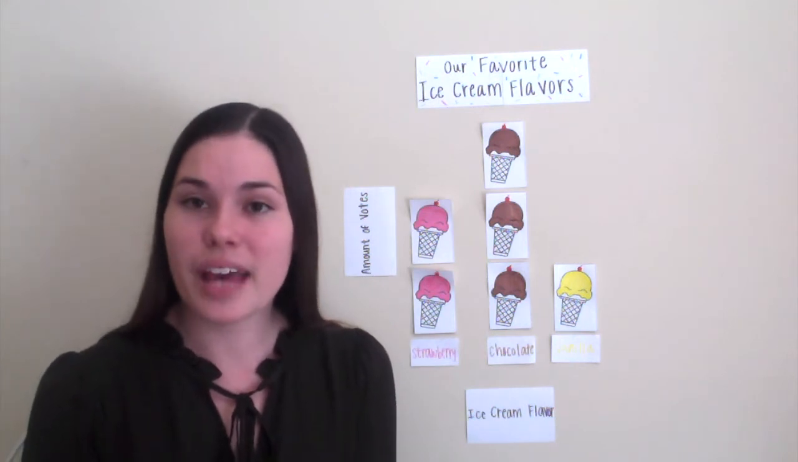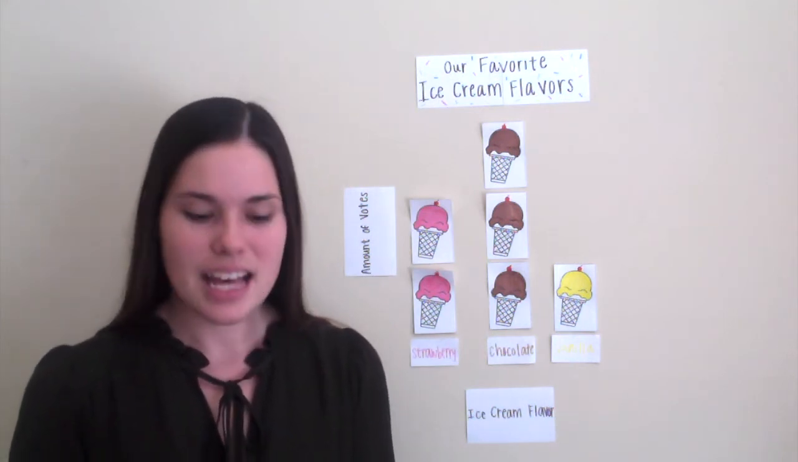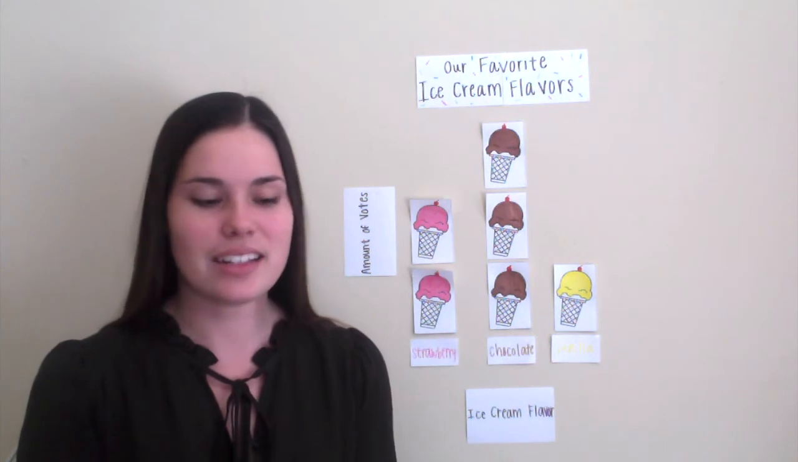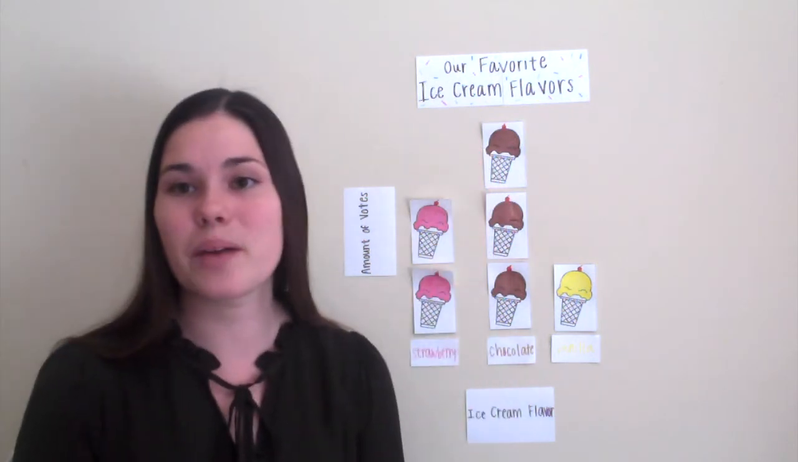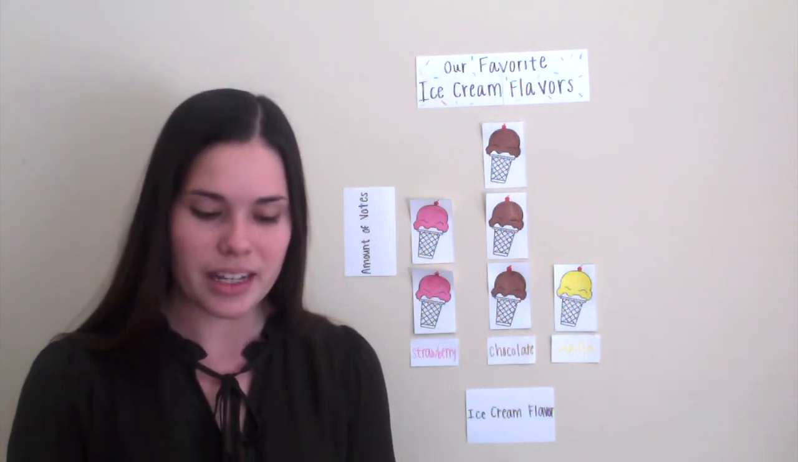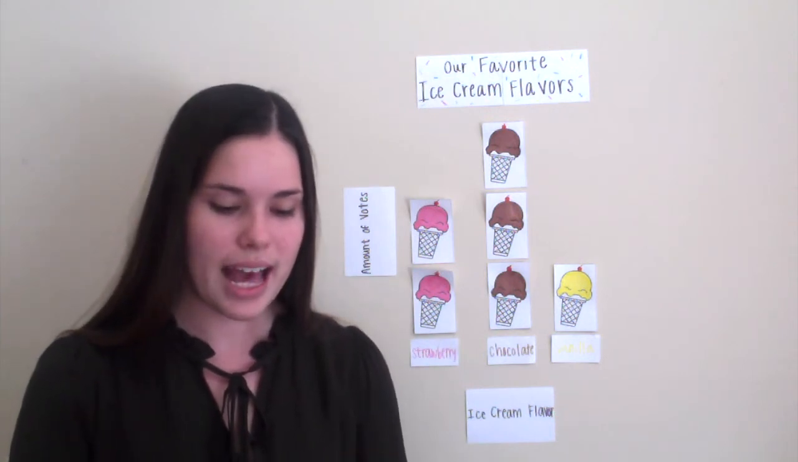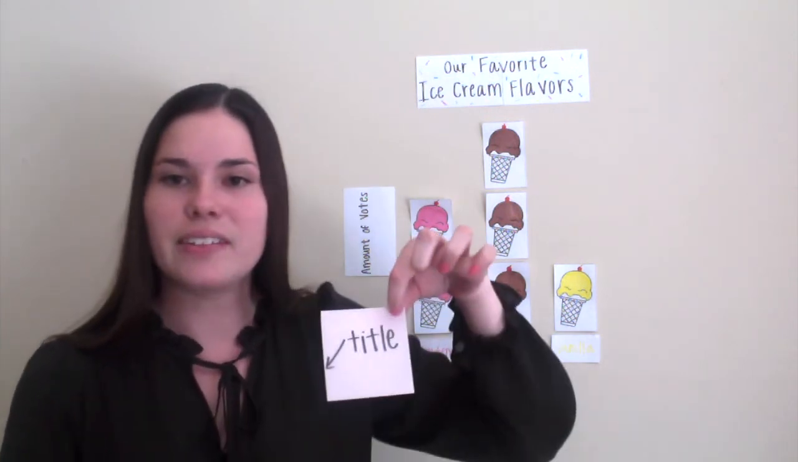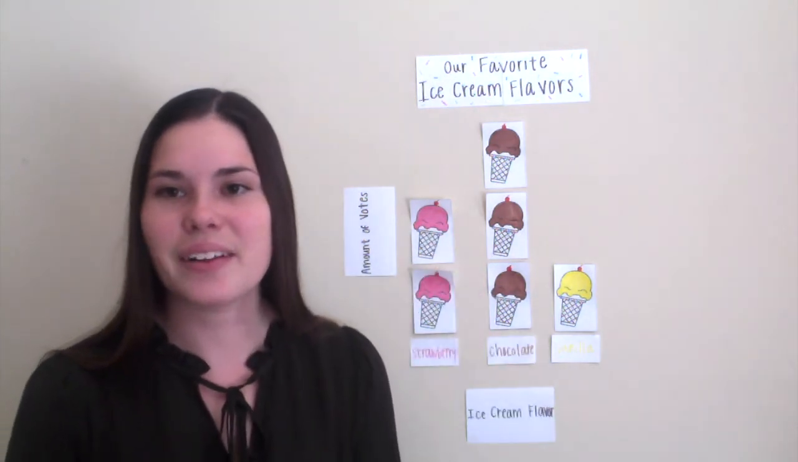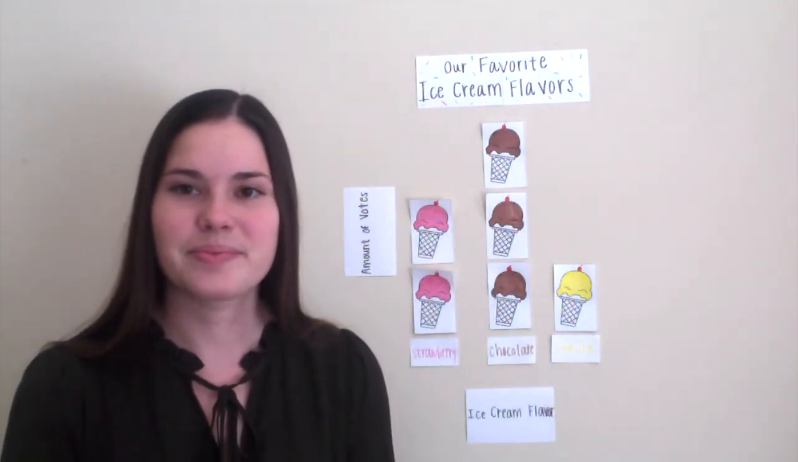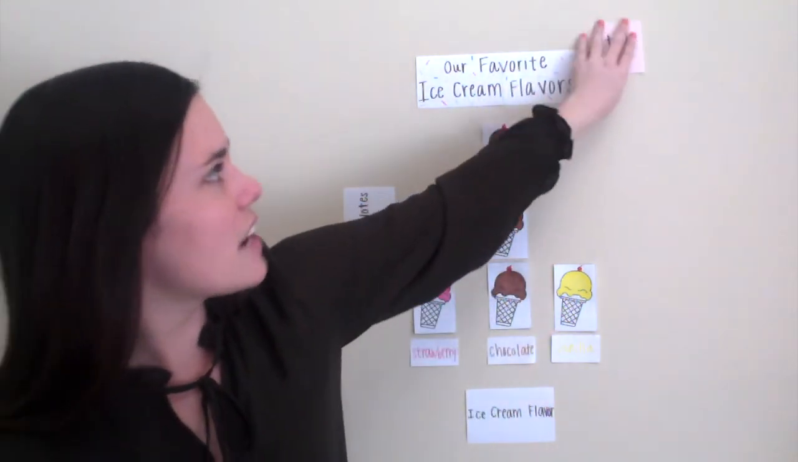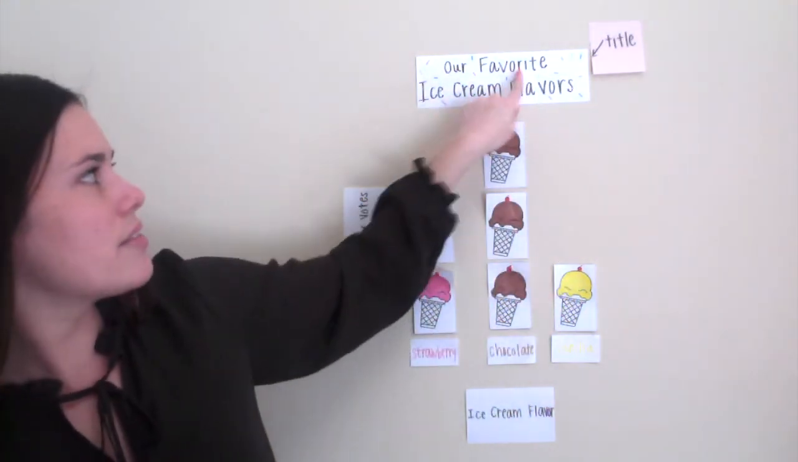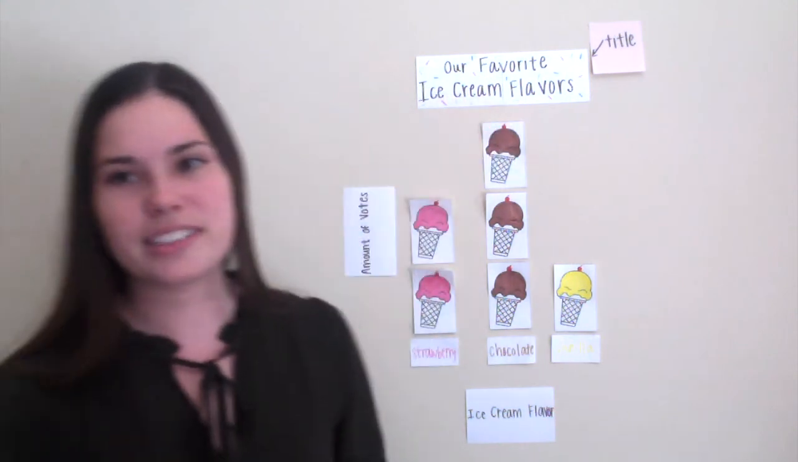Since we just reviewed our vocabulary for today's lesson, we're going to play a quick matching activity. So I have the different vocab cards for the parts of our graph, and you are going to help me put them where they go. So the first vocab word I have is title. Where is the title on our graph? If you said up here, you are correct. Our title for today's graph is Our Favorite Ice Cream Flavors.